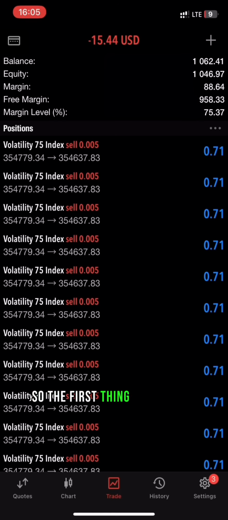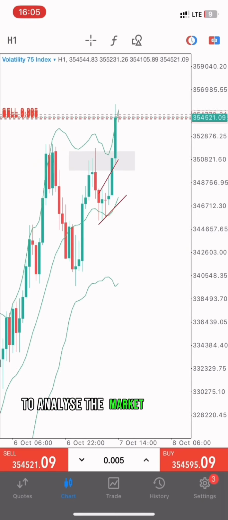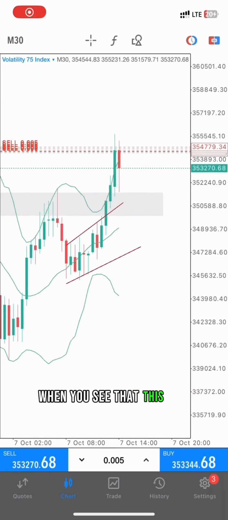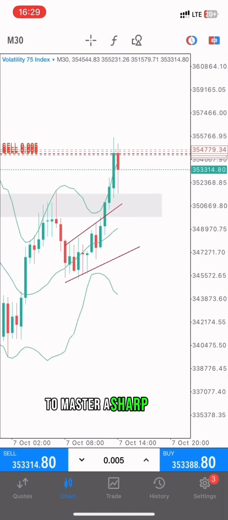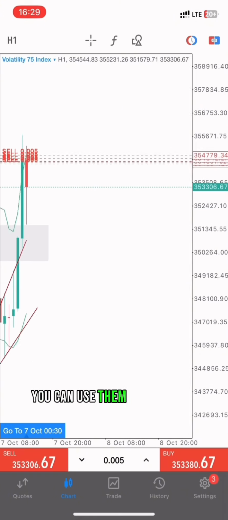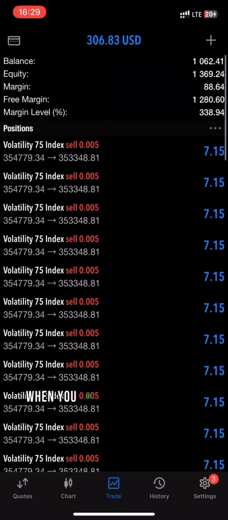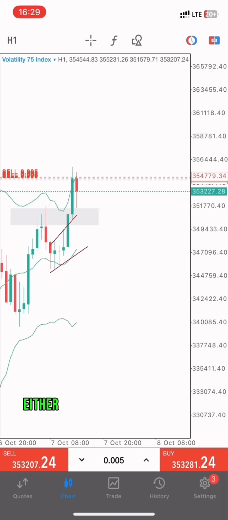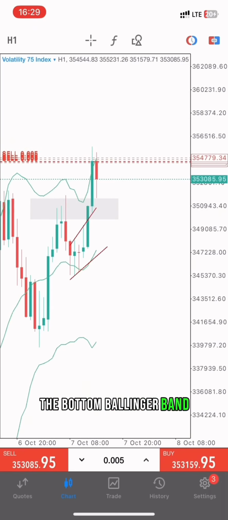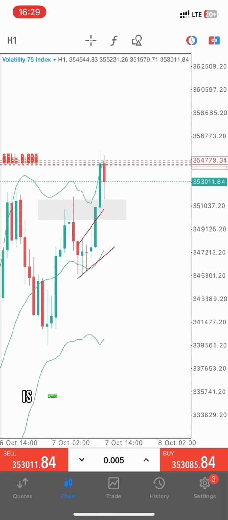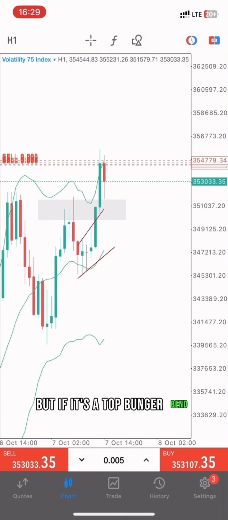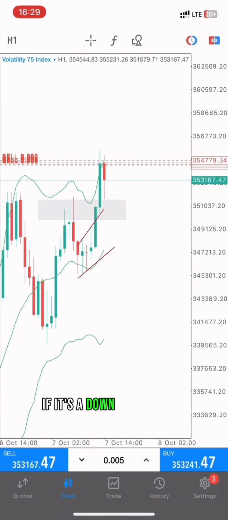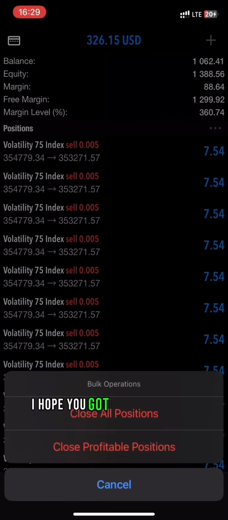So the first thing is that you draw your trend lines to analyze the market structure. When you see that this is bullish or bearish, then you use the Bollinger Band to master your sharp entry. You can use the Bollinger Band to master your sharp entry when you see the price has touched either the top Bollinger Band or the bottom Bollinger Band. If it's the mid Bollinger Band, it means it's just going to retest, whether a buy or a sell. But if it's the top Bollinger Band, it's a clear sell. If it's the bottom Bollinger Band, it's a clear buy. I hope you got what I'm saying.